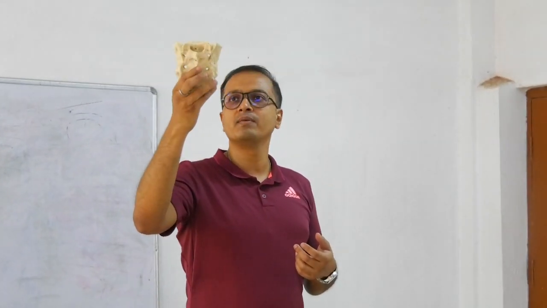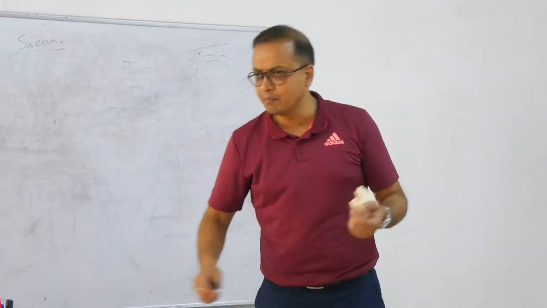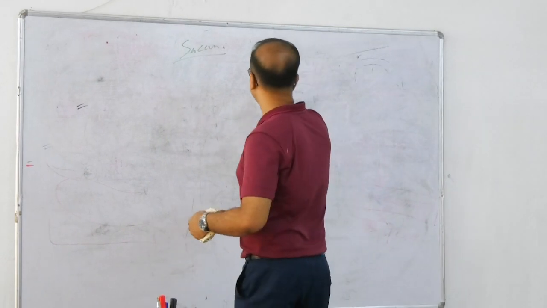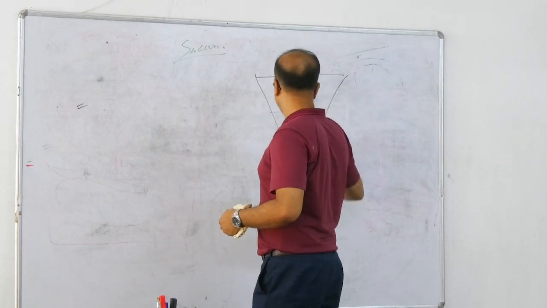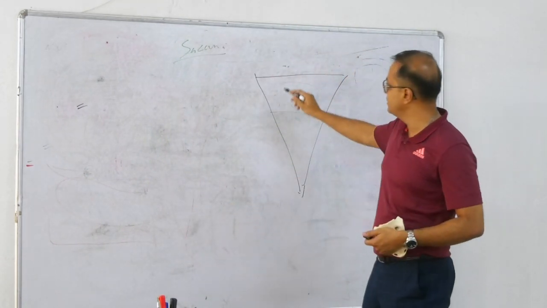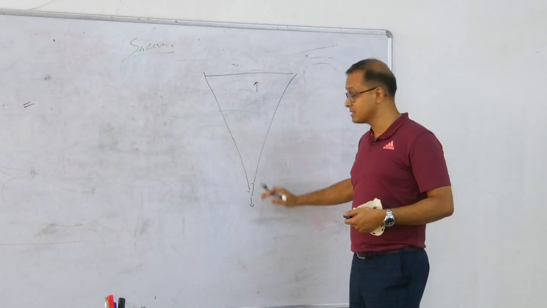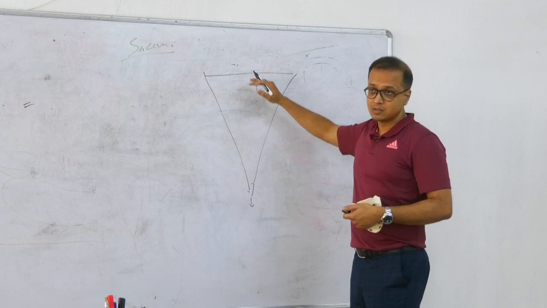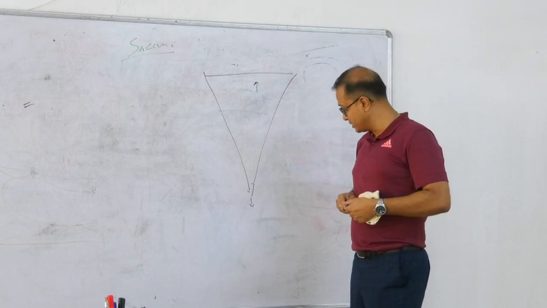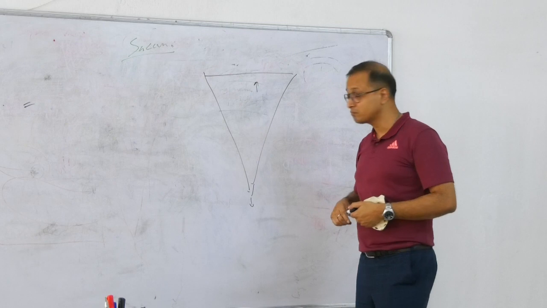Whenever you are describing this bone, we have a triangle, and this triangle's base is presented upside and the apex is presented down. So the apex is down and the base is up. So it is a base-up triangle.